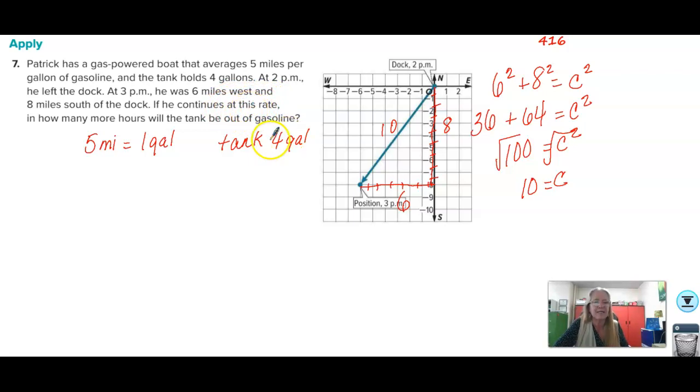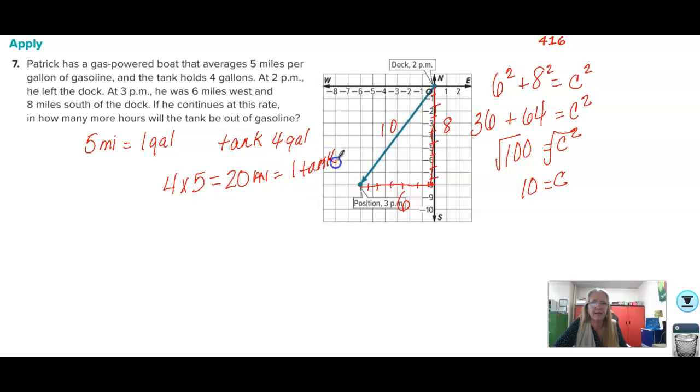Well, how many miles can he go on a full tank? If his tank holds 4 gallons and he can go 5 miles on a gallon, we need to multiply 4 and 5 to figure out how many miles one tank will get him. 20 miles on one tank.